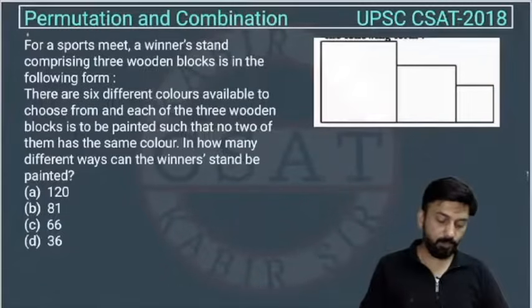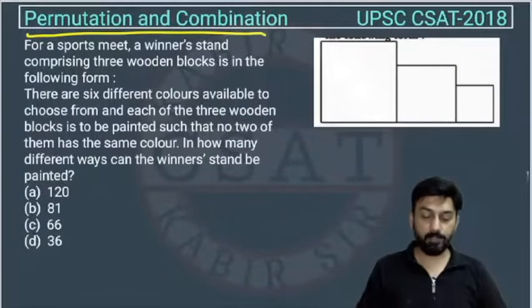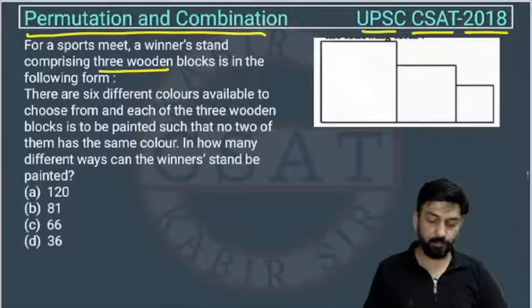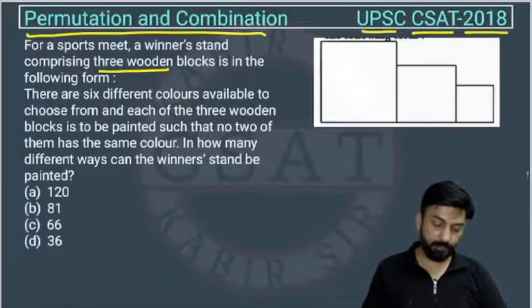So this is a question of permutation and combination asked by UPSC in their CSAT paper of 2018. For a sports meet, a winner stand comprising 3 wooden blocks is in the following form. So there is a sports meet, and the winner will stand on this stand.